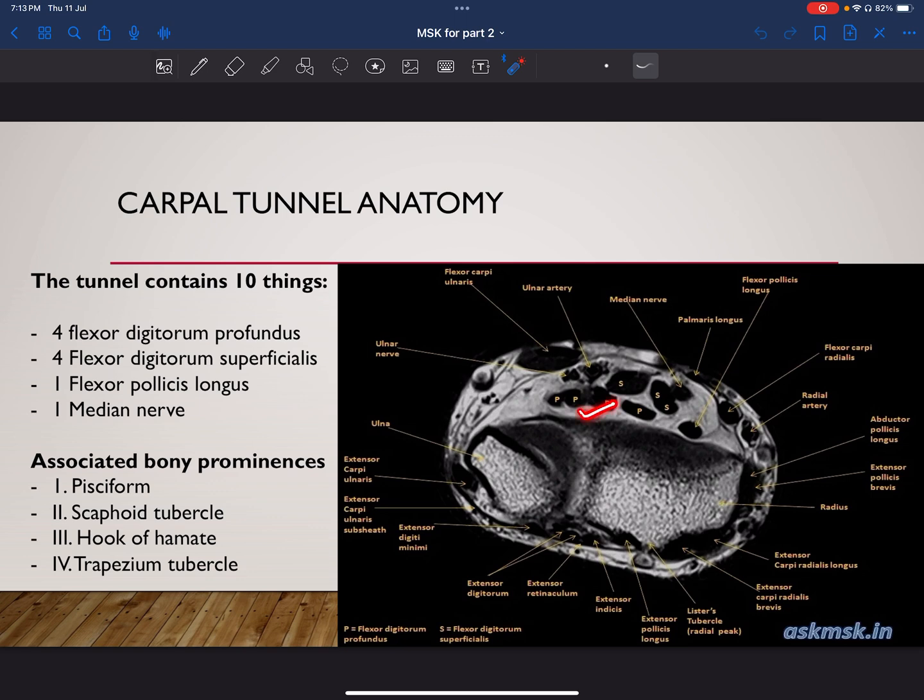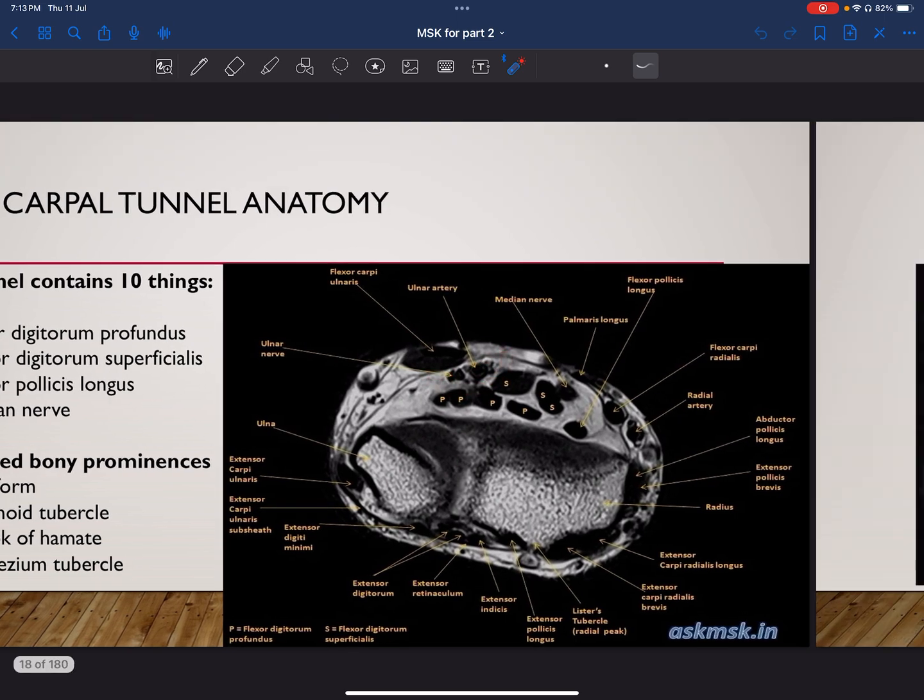Okay, so here we have profundus, superficialis, there is the tendon of flexor pollicis longus, and there is the median nerve. So here is the Guyon canal with ulnar artery and ulnar nerve.